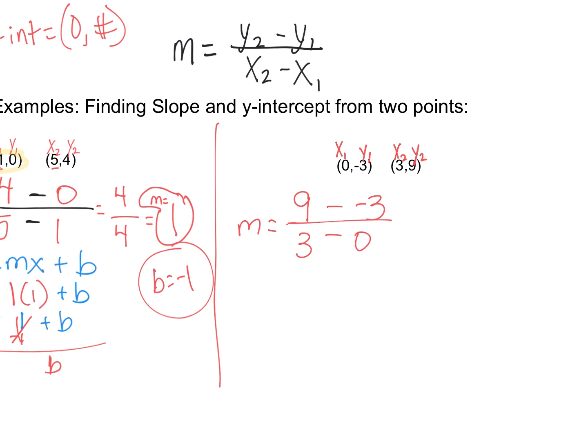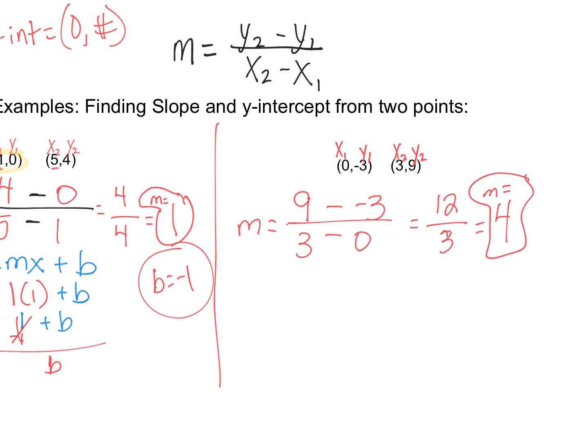And again, I'm getting all that from here. The second y minus the first one: 9 minus negative 3, over 3 minus 0. And I'll calculate. So 9 minus negative 3 is 12. 3 minus 0 is 3. And 12 divided by 3 is 4. That means this has an m of 4, a slope of 4.